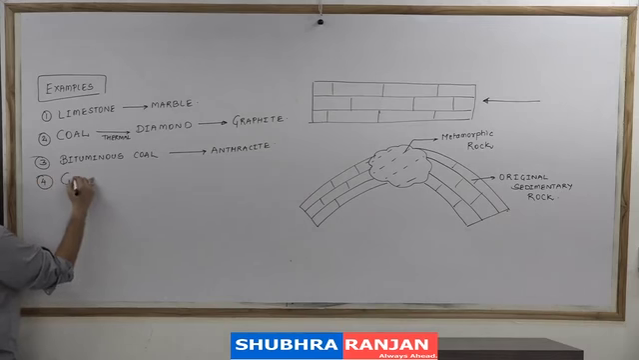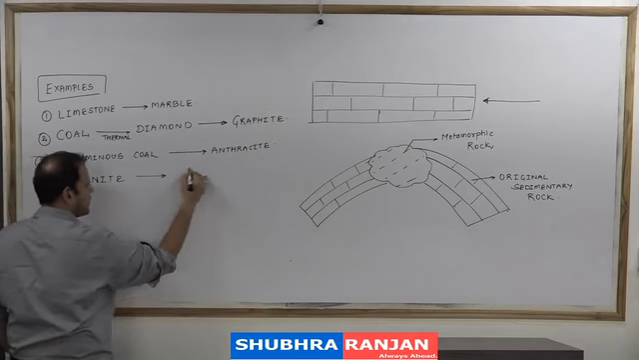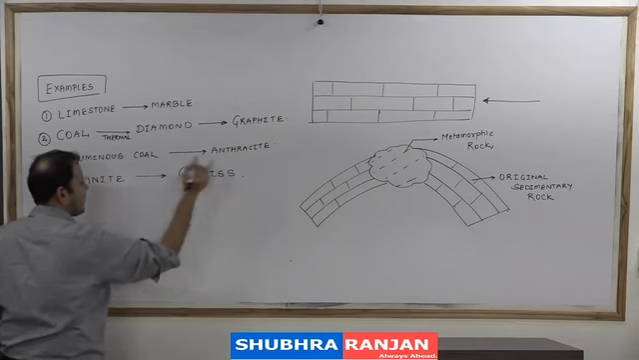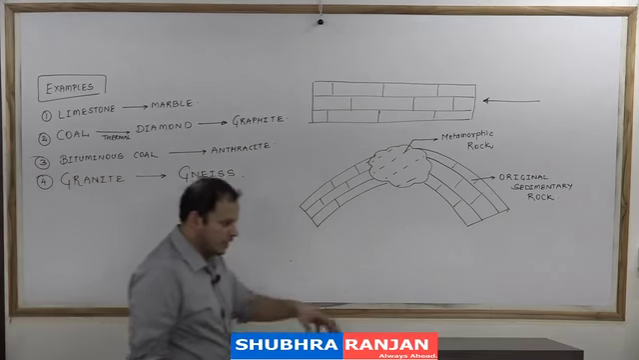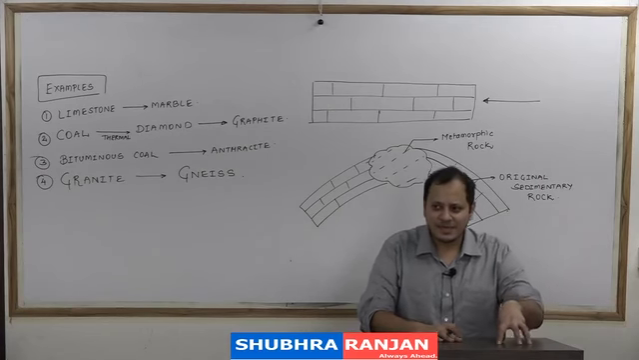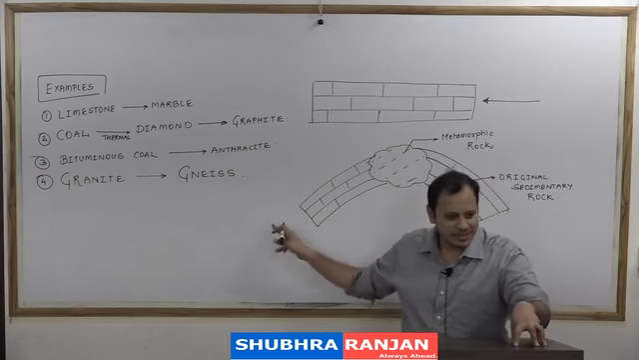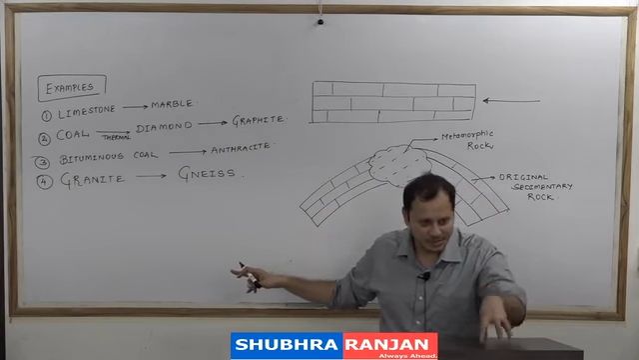Granite, which is an original igneous rock, is converted into gneiss. So Indian geography में हम कहेंगे that Himalayas are dominated by gneiss. Why? Because जो original granite था, continental crust, it has now got converted into gneiss.